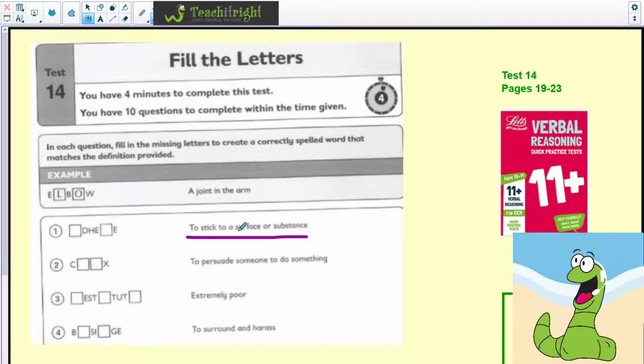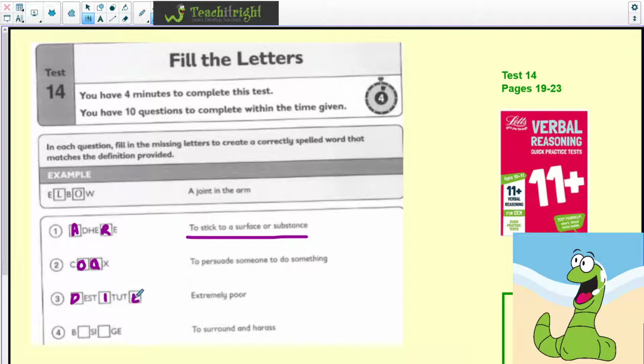So to stick to a surface or a substance is adhere. But you can also say to adhere to the rules, to stick to the rules. To persuade someone to do something, this is coax. Try and make sure that the letters fit in the boxes. Free, we've got extremely poor, is destitute. So again, if we write in the letters here, destitute.